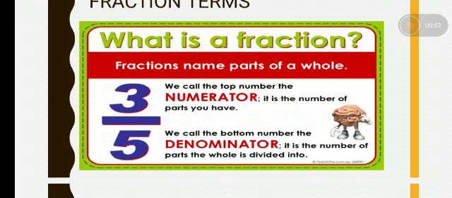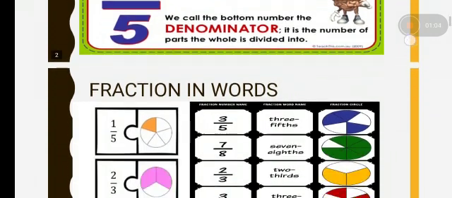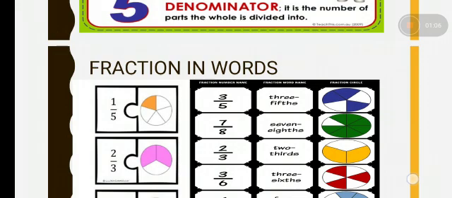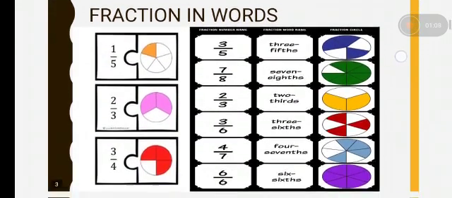And the number below the line, or the bottom number, is called the denominator. It is the number of parts the whole pizza is divided into. There were 5 pieces. I have given 3 to somebody. So 3 out of 5 is the fraction that I have given.